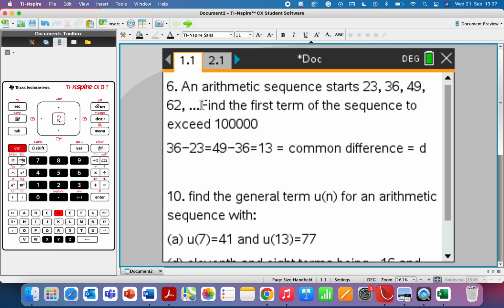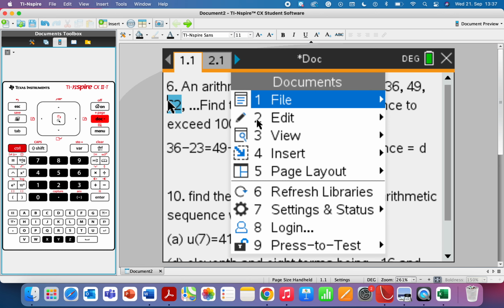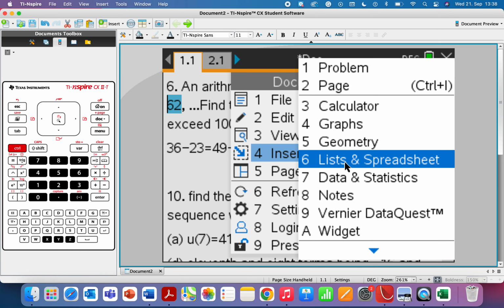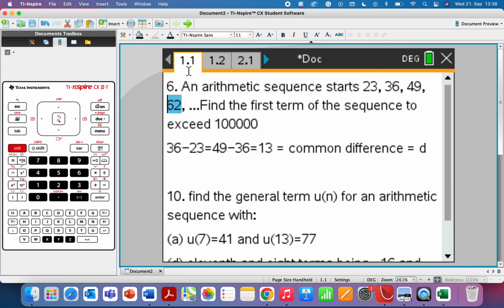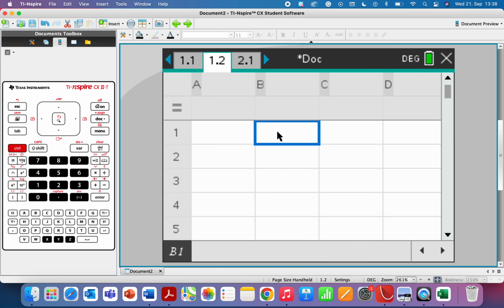So that's established, but now we have to do some fancy stuff to get which term of the sequence exceeds 100,000. By algebra, we'd find the rule for the sequence, and then try to solve it equaling or greater than 100,000. But with our TI-Nspire, I'm going to take these numbers and put them into a spreadsheet. So I'm going to go doc, insert a spreadsheet, and we go back.